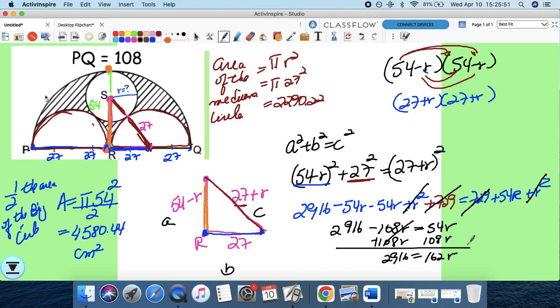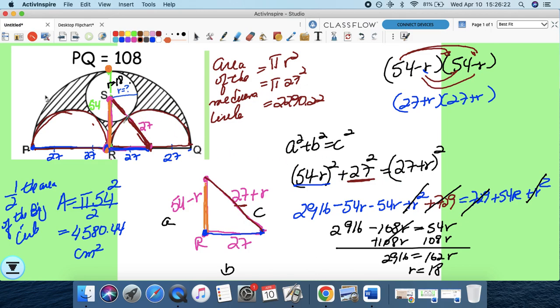2916 divided by 162. We're gonna get, oops. 2916 divided by 162 is going to give us 18. So the radius, I didn't make any mistakes, of the smaller circle is 18. And I'll put an 18 right. So let me erase. Write 18. That's the radius of the small circle.